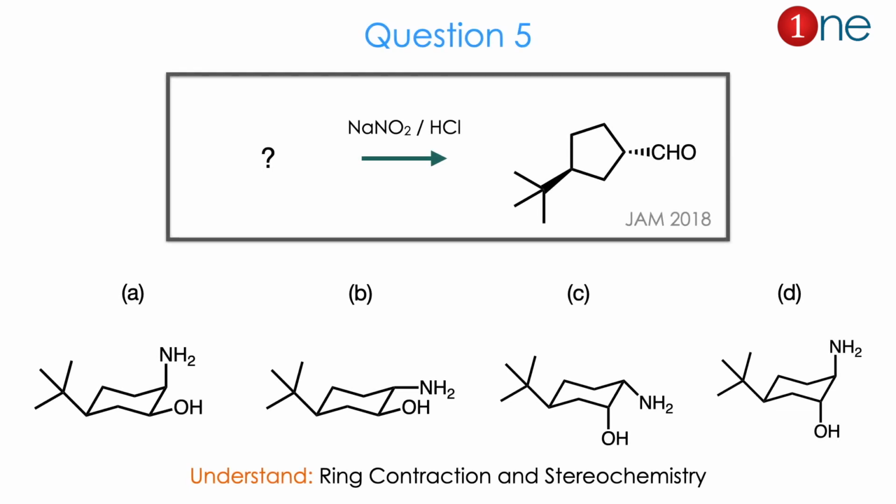Then the question number 5. They are asking the starting material. They are using the reagent NaNO2 and HCl. The product is a 5-member ring with tertiary butyl above the plane, aldehyde below the plane. They gave 4 reactants. The 4 reactants differ by amine and alcohol position, whether both are cis or both are trans, or both are cis in equatorial or axial equatorial. So there are the 4 possibilities.